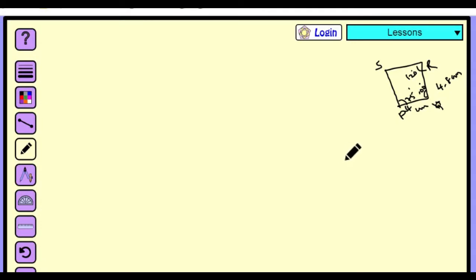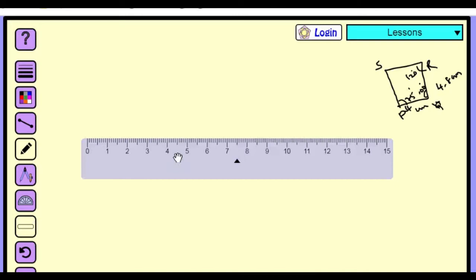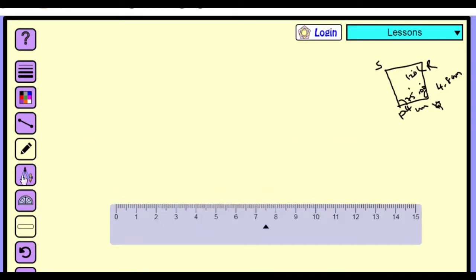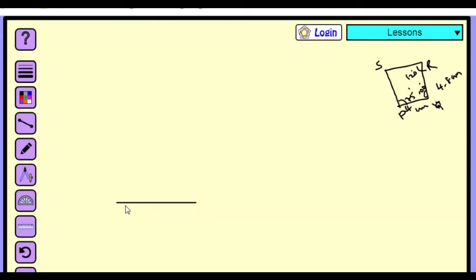Next step is we are going to draw a line segment PQ of 4 centimeters, remove the ruler and label it P, Q, with 4 centimeters. Next, after that we are going to construct the angle P 75 degrees and angle Q 100 degrees.